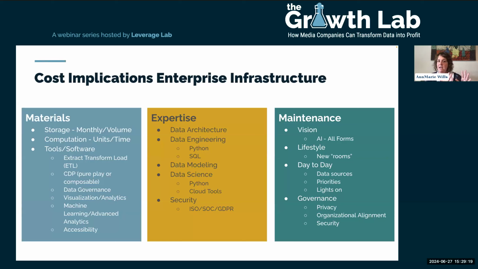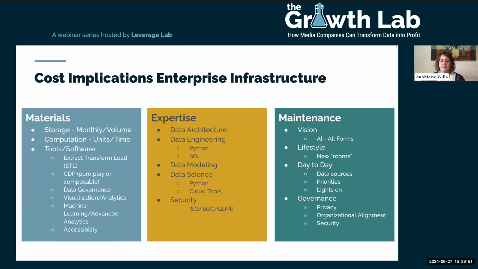So on the materials side, storage typically is a monthly fee based on volume. Also computation, that's running the math, running the models, running the scoring, running the processes that need to happen in order to build and maintain this on a daily basis. That's usually either unit-based, units of computation, or a time-based factor. And then the tools and software, our tool belt, what are we using to construct our structure?